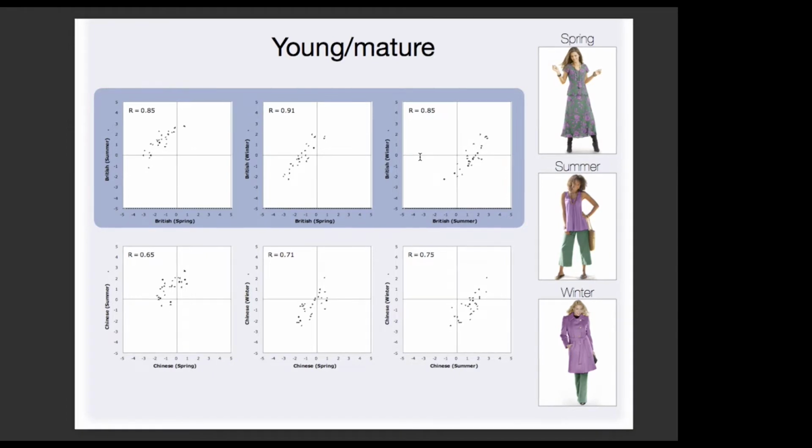For young versus mature, the same pattern again. You can see high correlation between all three styles for British observers. But for Chinese observers, there is high correlation only for the comparison between spring and winter and between summer and winter.